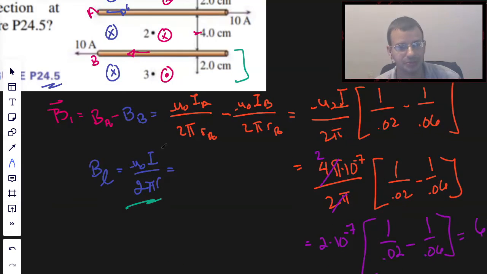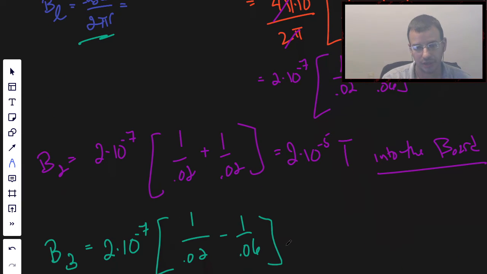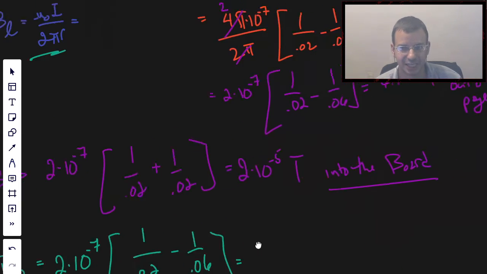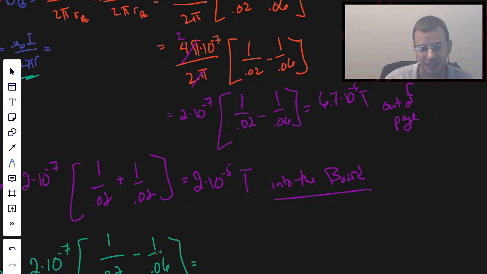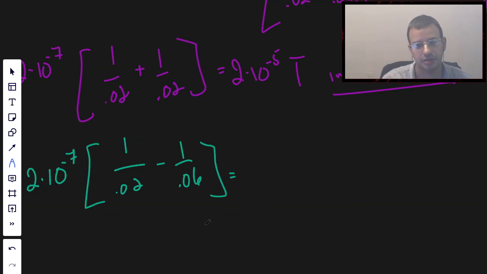And they're going to be in opposite directions, so there's a minus sign between them. And so we are going to get the exact same answer we got for the first one, which is 6.7 times 10 to the negative 6 Teslas.